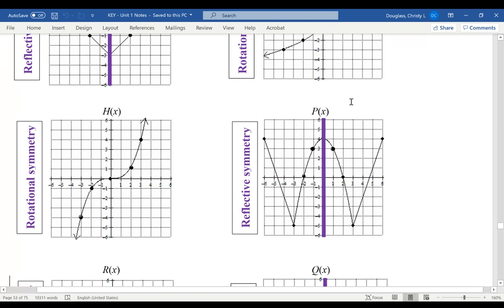P of x has reflective symmetry. You can clearly see the right and left sides. It reflects over the y-axis, as did our first graph, f of x.